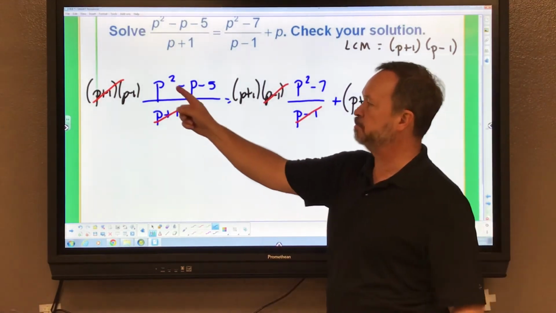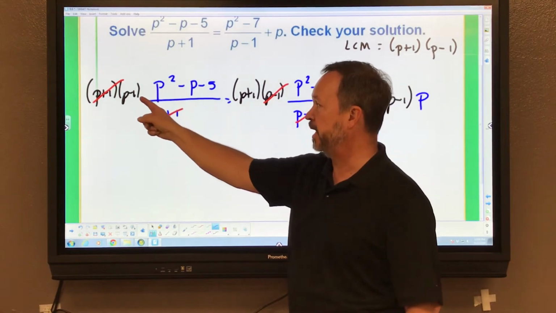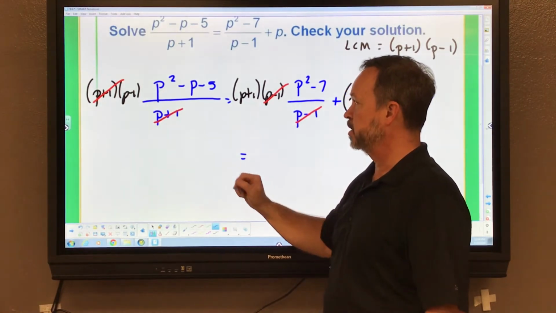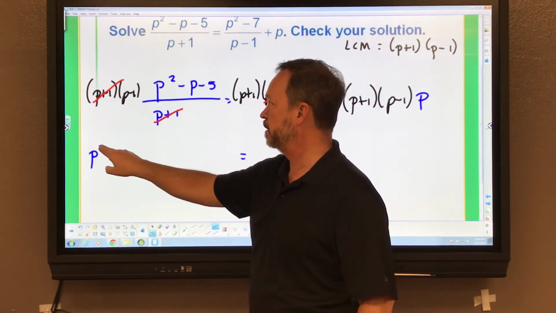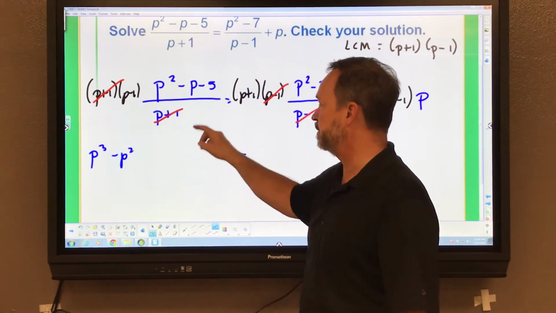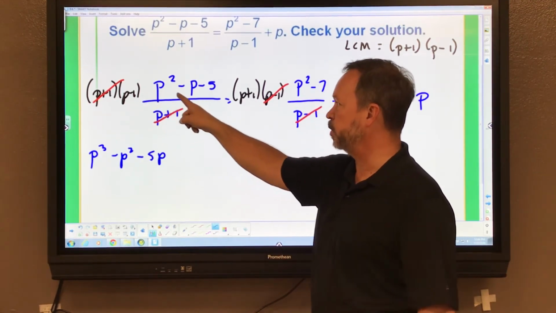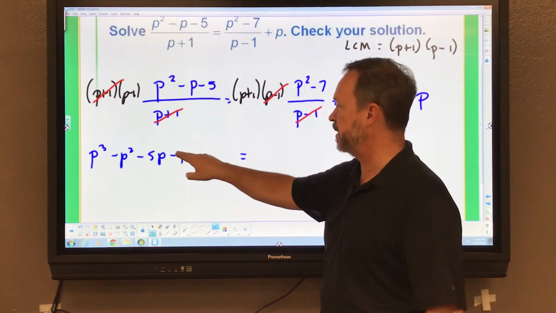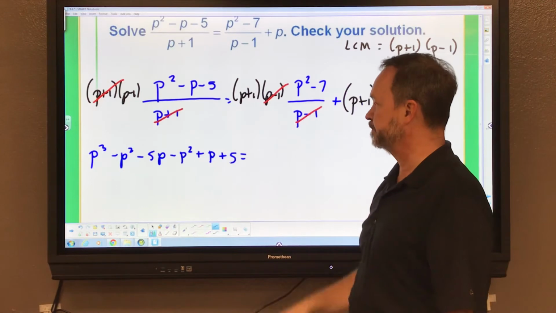In order to do this binomial times this trinomial, I've got to distribute the p to everybody and the -1 to everybody. So I'm going to do the p times everybody. P times the p squared, p times the negative p, and p times the -5. Then I'm going to do the -1, which really just changes all the signs. So it's minus p squared plus p plus 5.